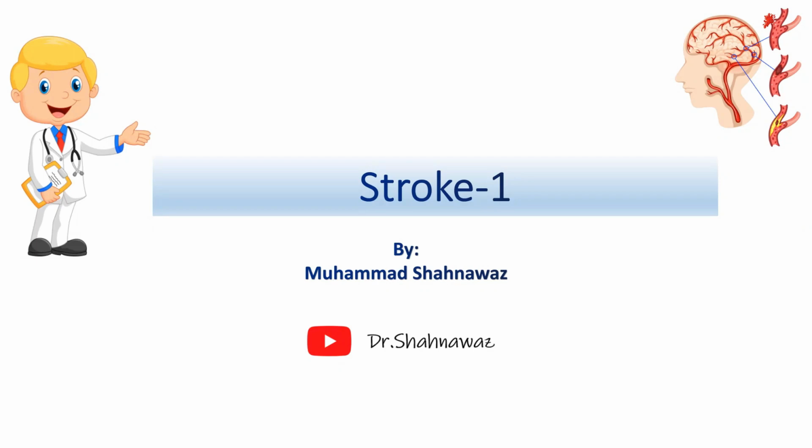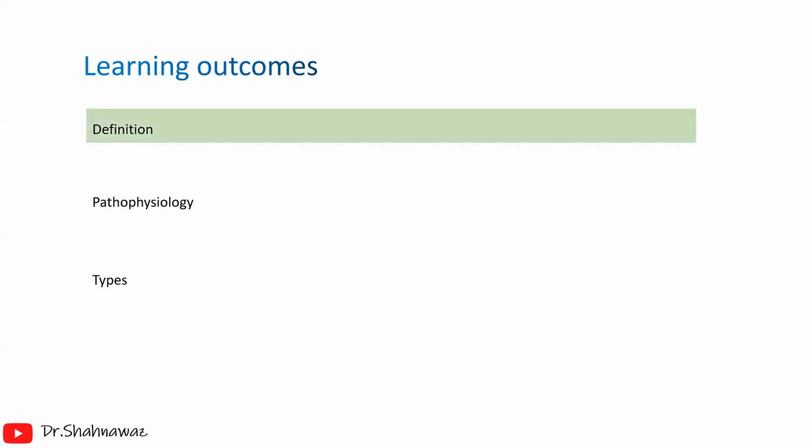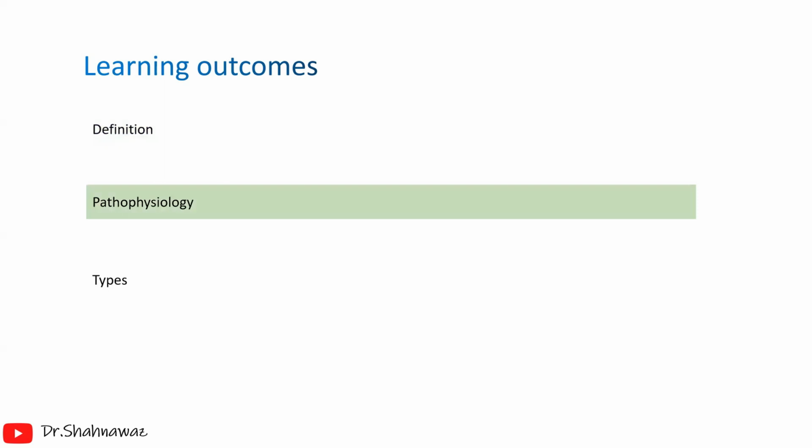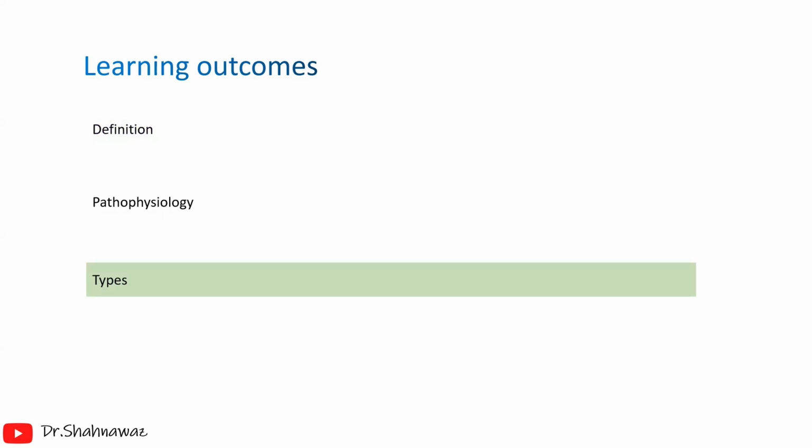And we see many neurological symptoms that occur in our body, like there may be walking disabilities. We cannot see well, and the speech will be disrupted as well. At the end, we will come to know the definition, the pathophysiology, like how the stroke is caused, and the types of the stroke.